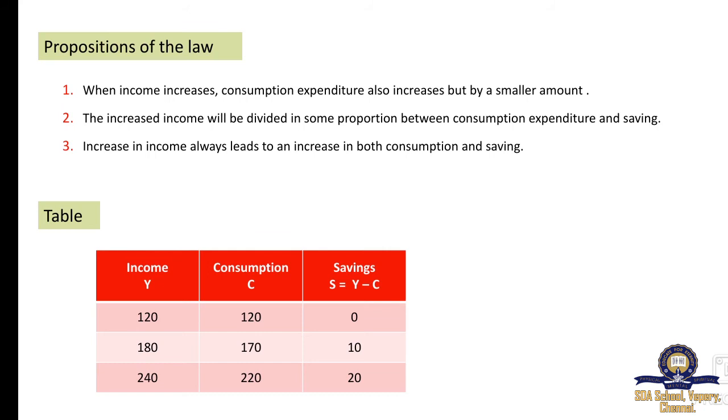That is what the second proposition explains. The third proposition explains that whenever your income increases, it leads to an increase in both consumption as well as saving. It will not decrease the consumption and saving. It increases the consumption and the saving. For example, when a person is getting only 10,000 rupees as income, he will spend some 8,000 for consumption, 2,000 for saving. Suppose he is getting 1 lakh as income, so his expenditure will also increase. Consumption expenditure will also increase.